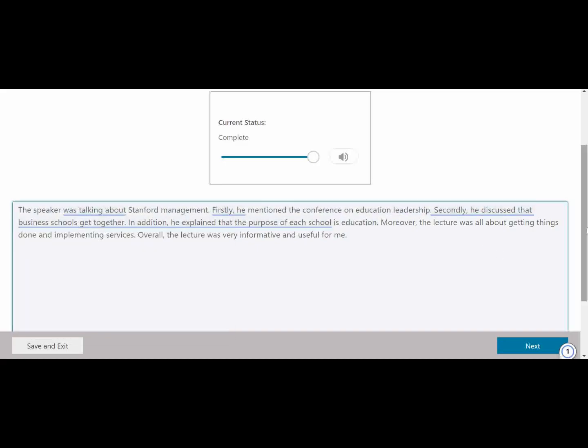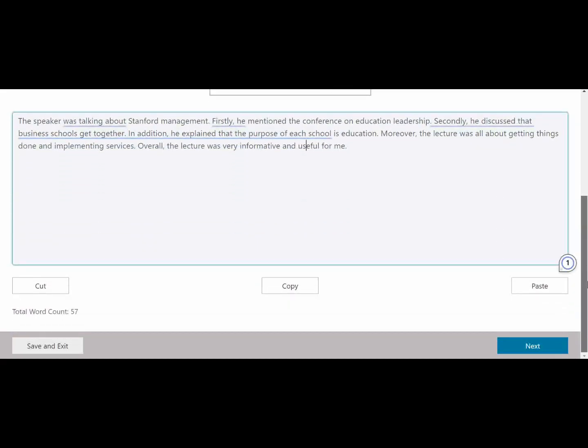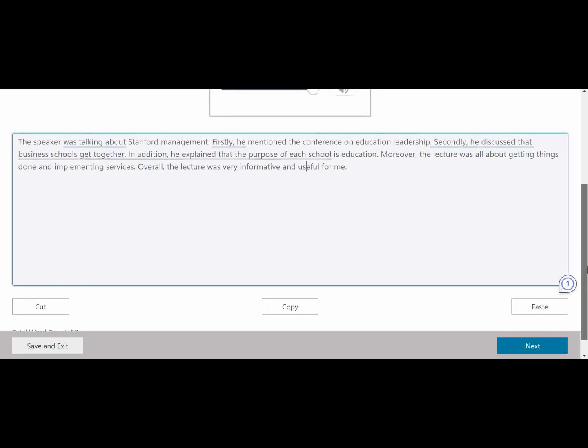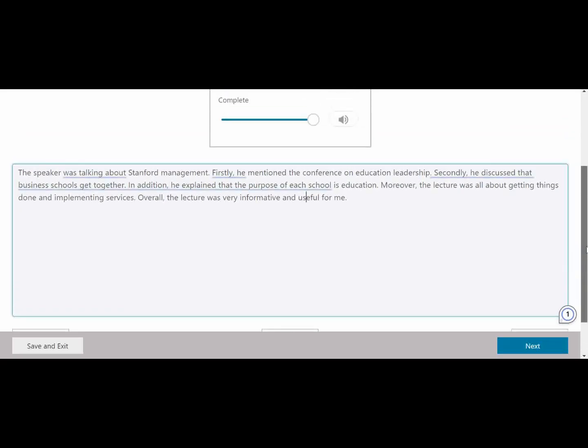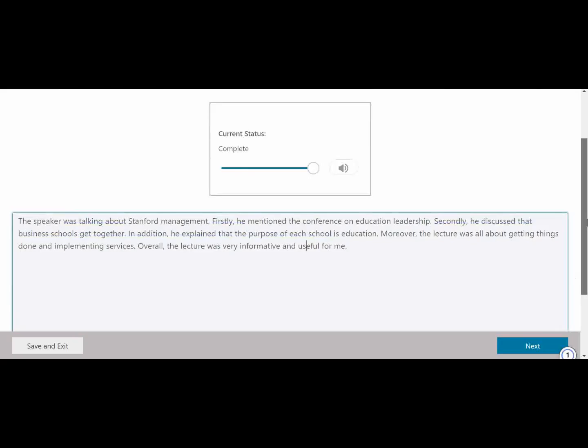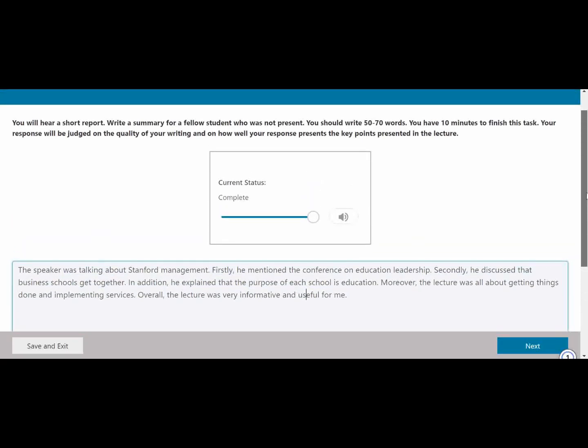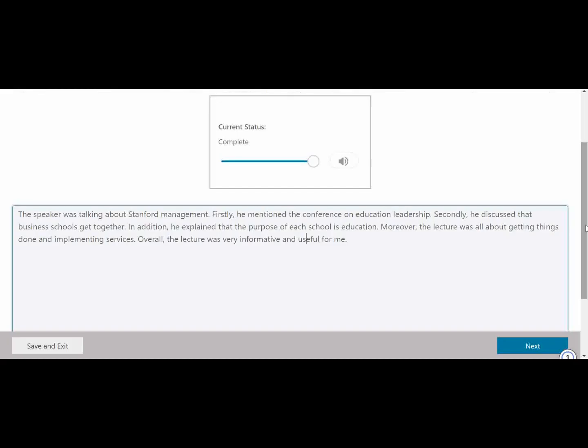So you have to check the words. So now the word count is 57. So this is good. So always try to write more than 50 words, but you can also write 50. So if the content is less, then you can repeat the content, but if the content is enough, then don't try to repeat the content. Remember this point.